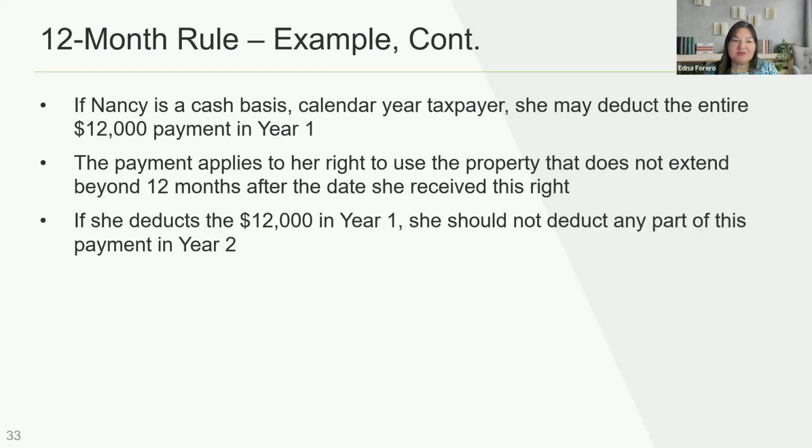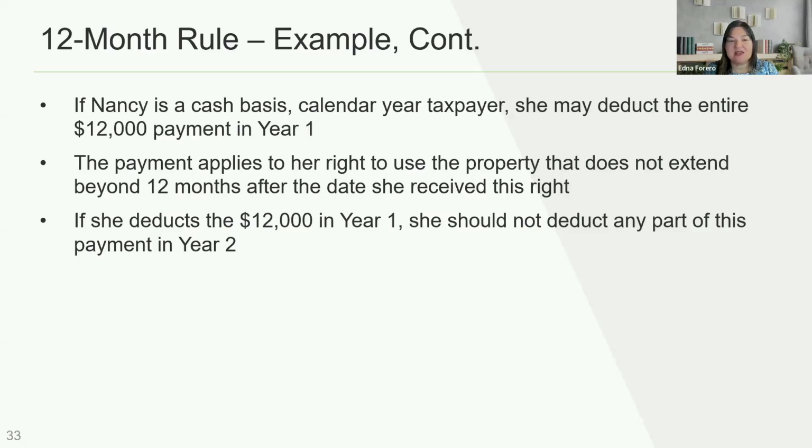However, if you have the 12-month rule and we're looking at that, this is a continuation of the example. So Nancy is a cash basis calendar year taxpayer, and she may deduct the entire year of $12,000 in year one. The payment applies to her right to use a property that does not extend beyond that 12 months. So again, remember, in this case, she only paid for 12 months. She didn't pay for 3 years like our other example. But if she deducts that $12,000 in year one, then she cannot deduct any part of that amount in year two. So this can be an issue as far as planning.